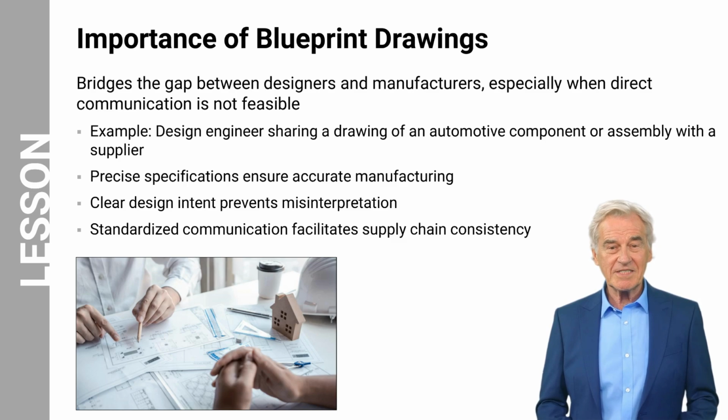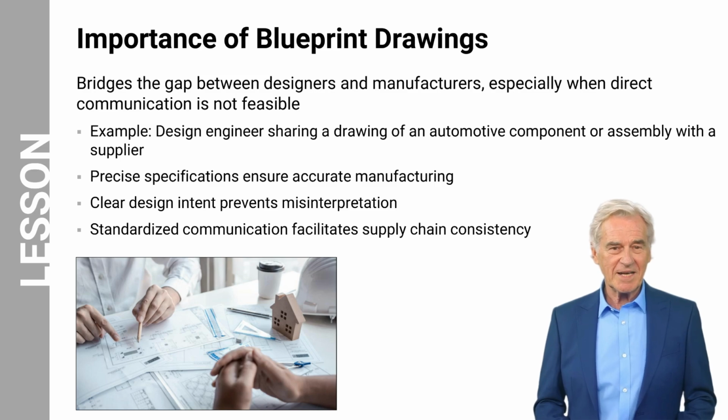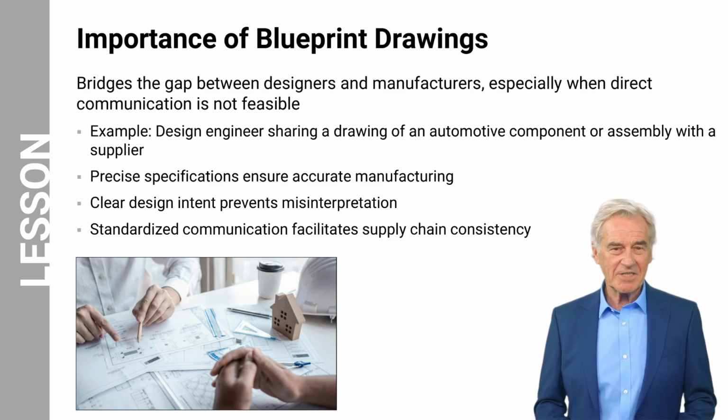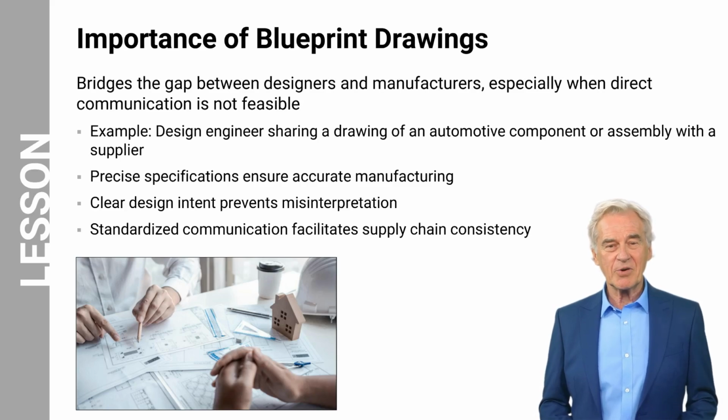For example, when a design engineer shares a blueprint drawing of an automotive component with a supplier, it serves as a critical communication tool. The drawing provides exact specifications, ensuring the supplier can manufacture the part to meet the required standards. It clearly conveys the engineer's design intent, reducing the risk of misinterpretation and potential production errors. The use of standardized symbols and conventions in blueprints facilitates clear communication across different teams and organizations in the automotive supply chain, promoting consistency in the manufacturing process.